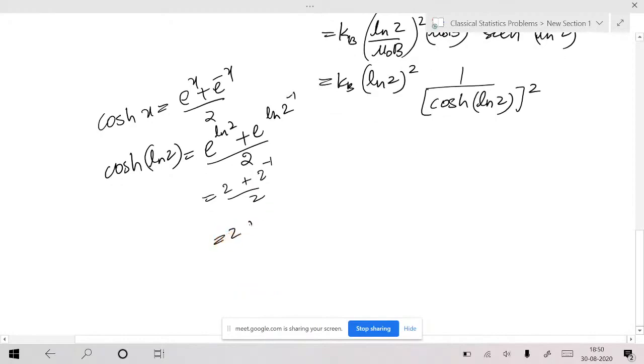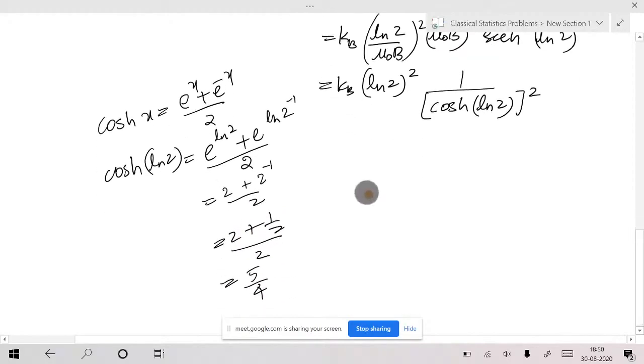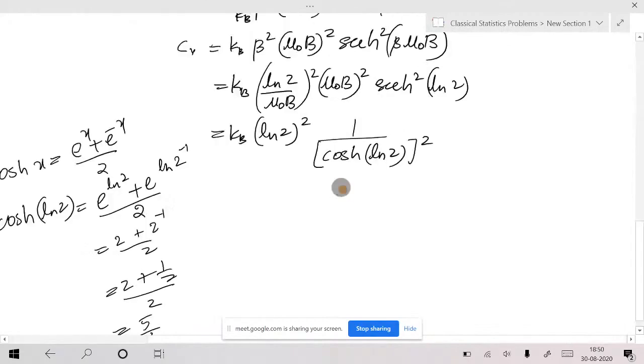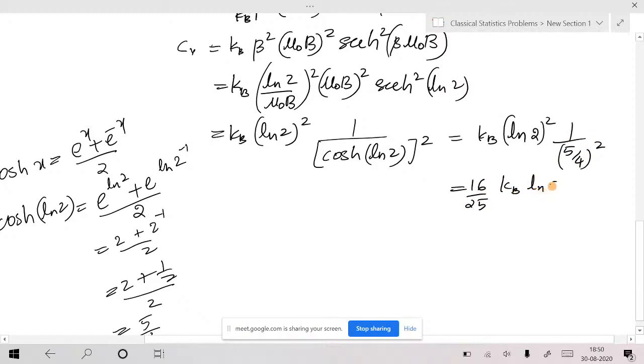That means 2 plus 1 by 2, whole divided by 2. I think 4, sorry, 4 plus 1, 5 by 4, isn't it? So 5 by 4, that's what I got. 5 by 4 the whole square, am I right? kB ln of 2 the whole square into 1 divided by 5 by 4 the whole square, that's equal to 16 by 25 kB ln of 2 the whole square. Am I right about this answer? Somebody quickly reply.